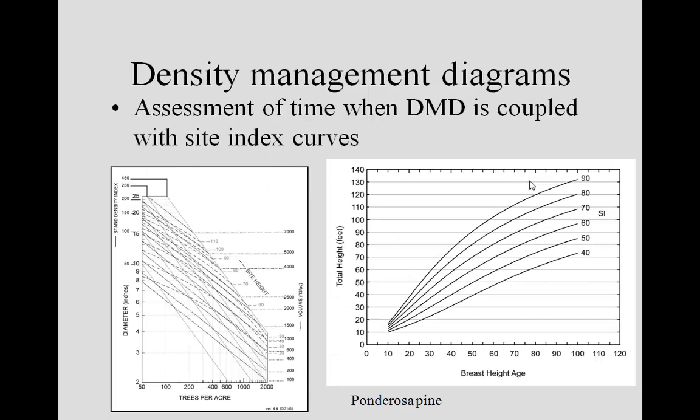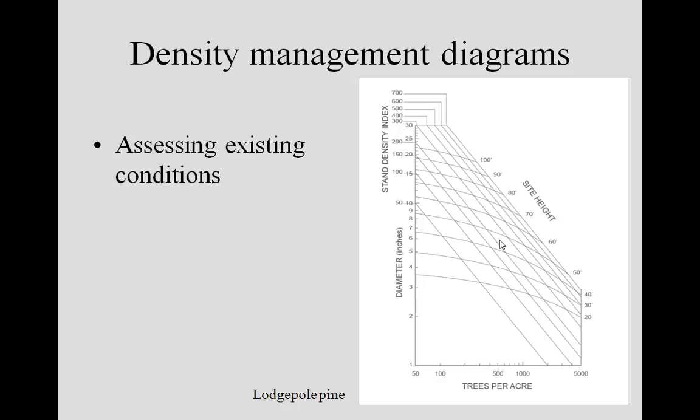One of the things that makes them useful is that if we couple the density management diagram for the species that we're working with a set of suitable site index curves, we can assess time. So our density management regimes up to this point have been independent of time. They've all been based on size density, but now we can introduce time. So that's one of the advantages of the density management diagram.